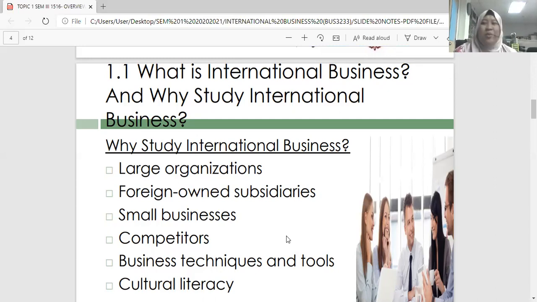So when we're talking about small business, let's say online business. The reason why you have to learn IB, international business, is because you have to know, my customer is from Indonesia, how about the currency conversion? They have to transfer the money in ringgit Malaysia, changing it into ringgit Malaysia first, not paying in rupiah, because the rupiah value will be totally different from ringgit Malaysia.